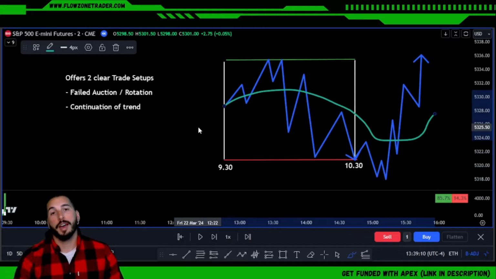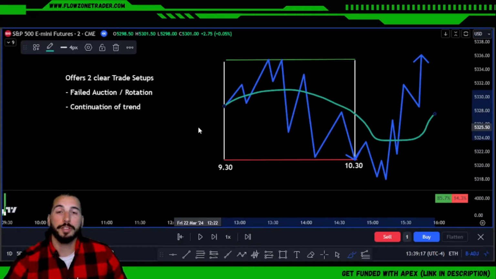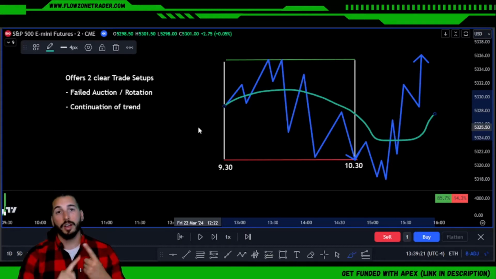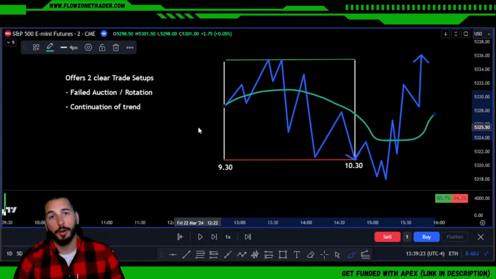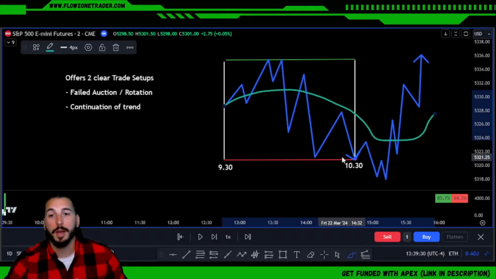When we are looking at failed auctions, we are playing the extremes of the market. All right, it's important to remember you are not guessing market conditions. Higher time frame will always take priority. Understand liquidity, supply, and demand. Understand your key setups. But for here, where would I be getting long?